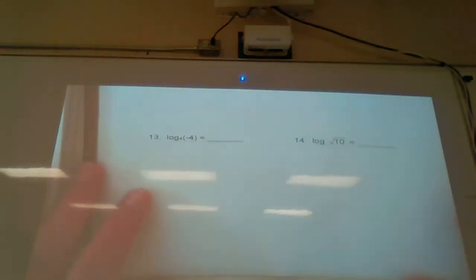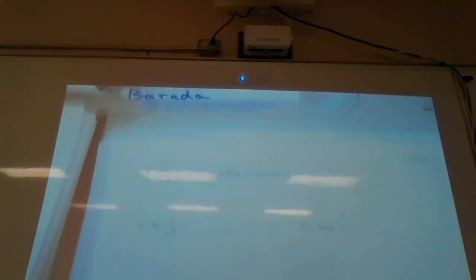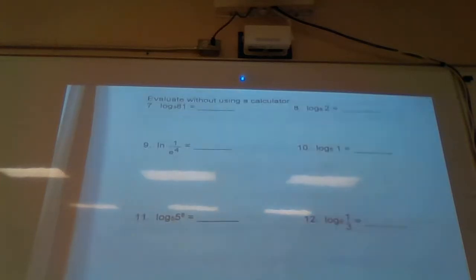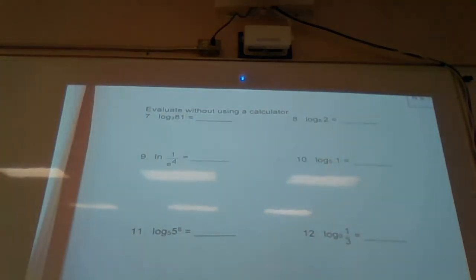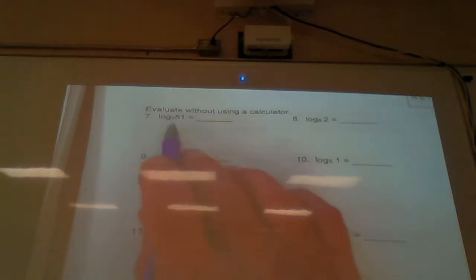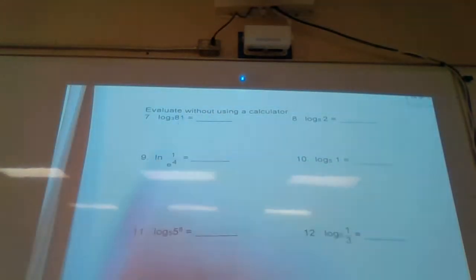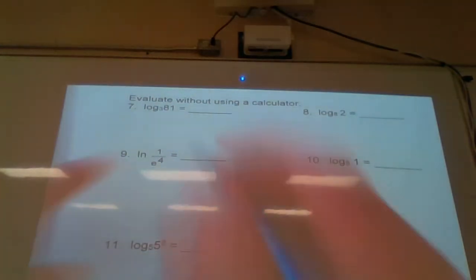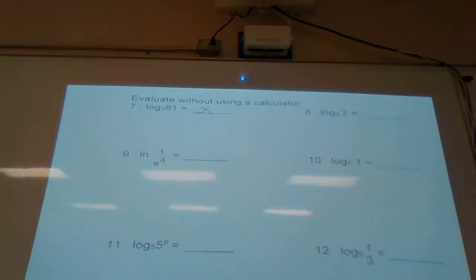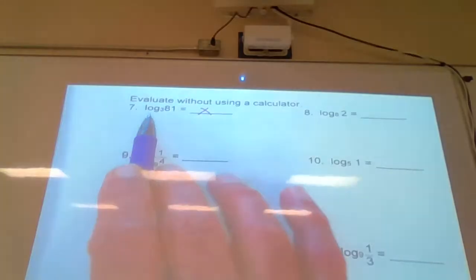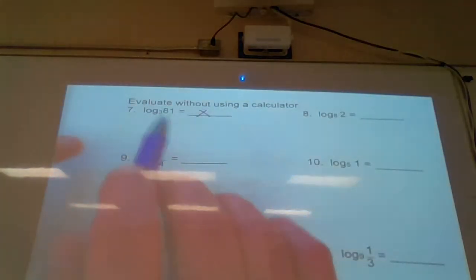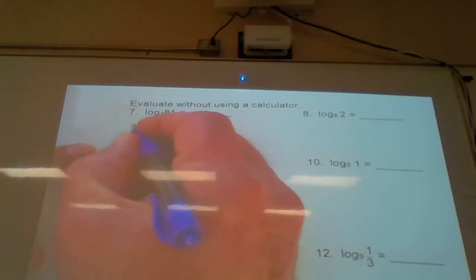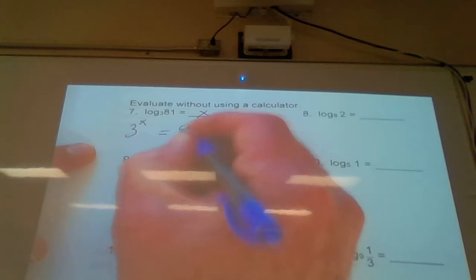On the next page, we're going to actually evaluate these algebraically. We're not going to use a calculator. So for the first one, it says evaluate log base 3 of 81. Well, to do that, I'm going to change it. Let's call the answer x, for example. I can't do it as a log because I don't have a calculator, but look, I can change this into an exponential function. There's the base. 3 to the x is equal to 81.